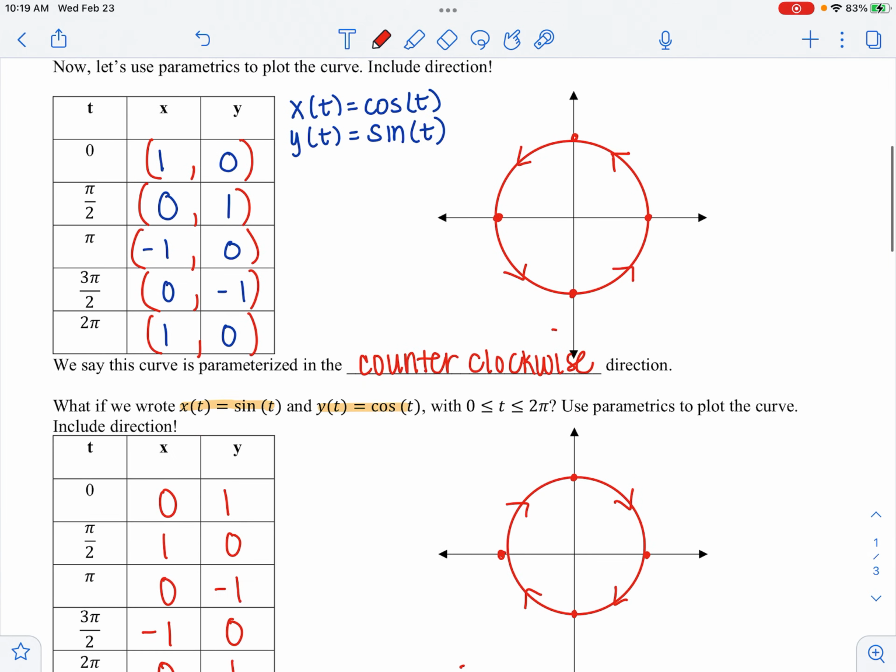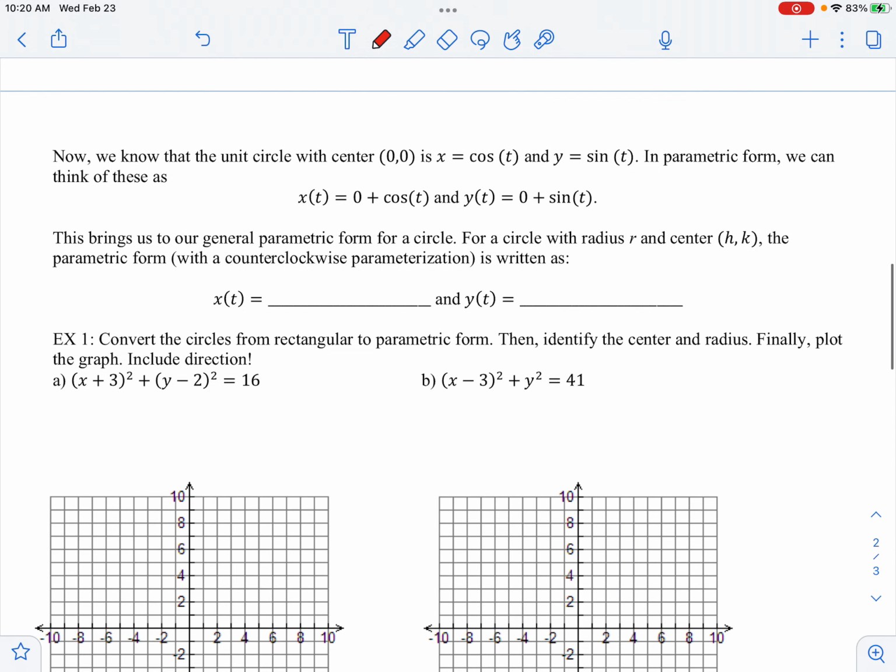Okay, so when we are working with circles, we're going to end up having all of ours be counterclockwise because they're always going to be cosine, sine. So make sure you are showing direction, but since they're all cosine, sine, we're going to show counterclockwise. Okay, so now we know that the unit circle with center 0, 0 is x equals cosine of t and y equals sine of t.